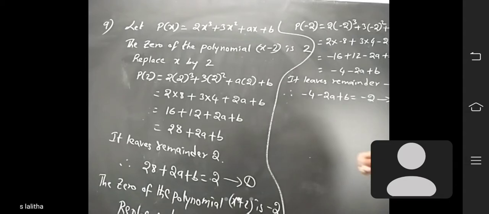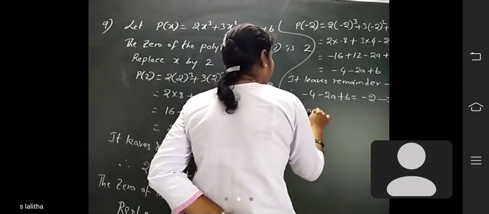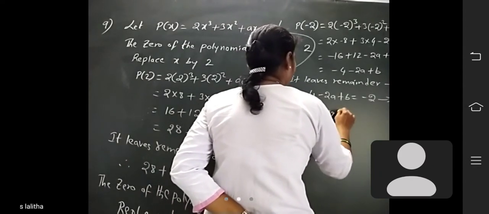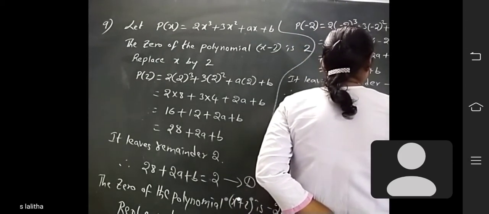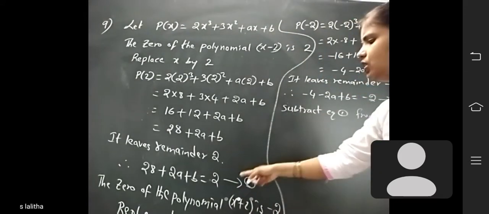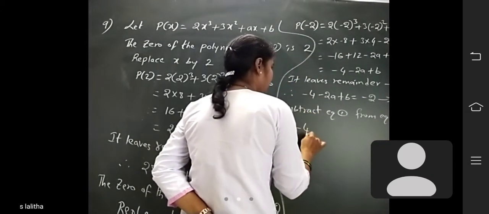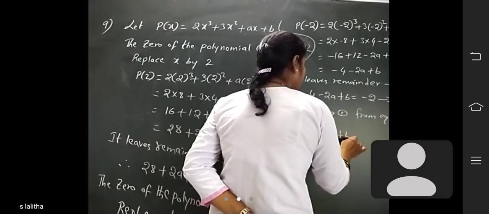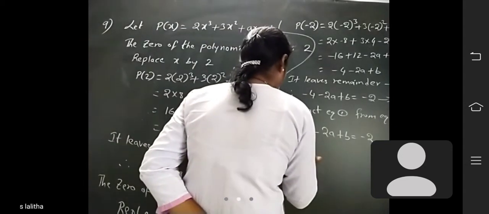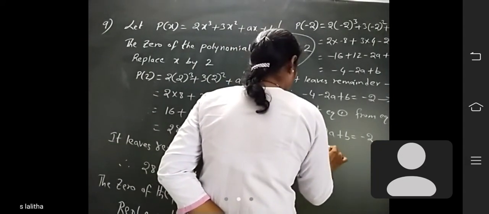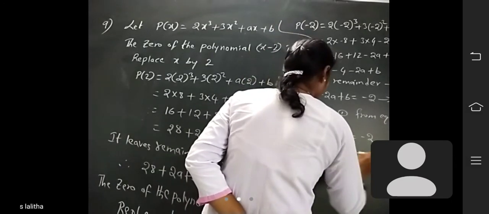Now subtract equation 1 from equation 2. You can subtract equation from second equation. Okay. So what is the second equation? Minus 4 minus 2a plus b is equal to minus 2. First equation is 28 plus 2a plus b equal to 2.